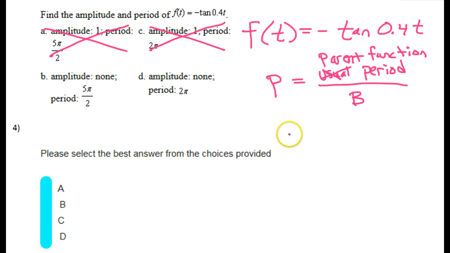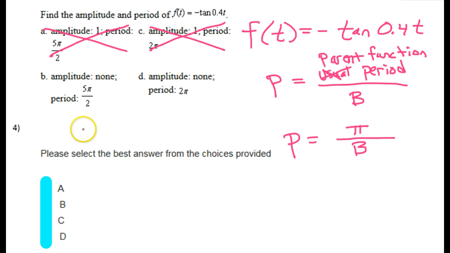So the reason why you have to be so careful with tangent is because the usual period for tangent is only pi. For sine and cosine, the usual period is 2 pi. So students get into a habit of doing 2 pi over b, 2 pi over b. But for tangent, the period is not 2 pi, it's just pi. So the period is going to be pi over b instead. So the b value here is 0.4.